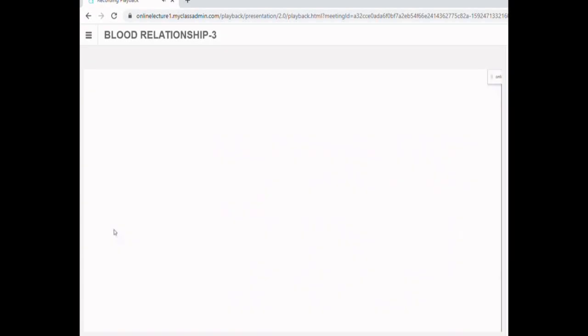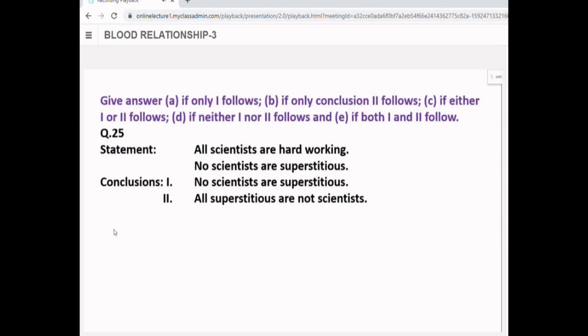See this question 25, syllogism. This is somewhat different sum. I've come across only this one sum. Now look at these statements.